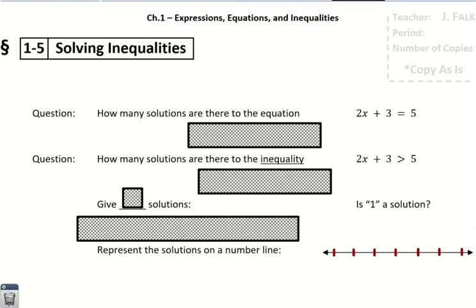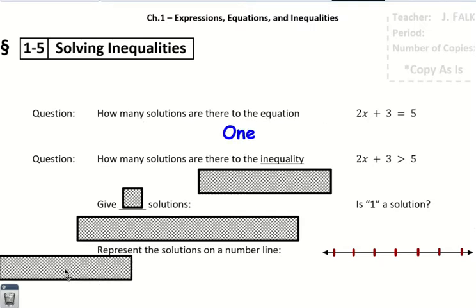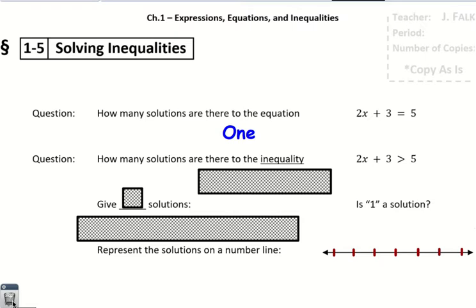So, question to start things off. How many solutions are there to the equation 2x plus 3 equals 5? Remembering what it means to be a solution and that this is an equation, that's something important about it. There is how many solutions? One solution. If you were to work the equation and alter it so that you end up with x all by itself, you would be able to see what that one solution is.